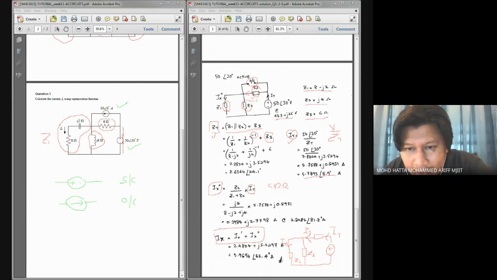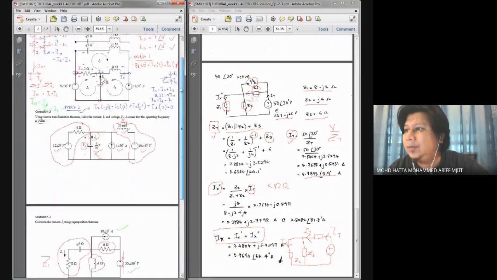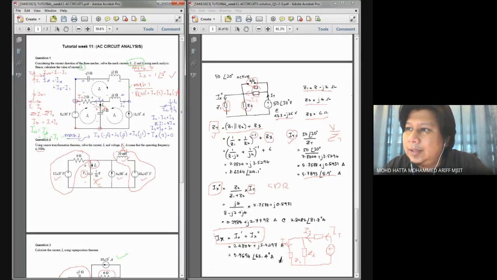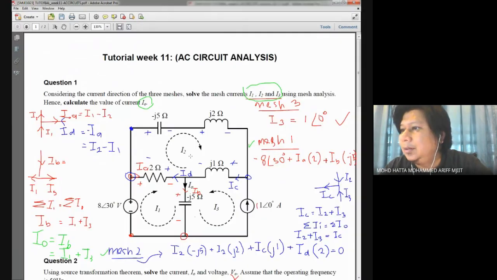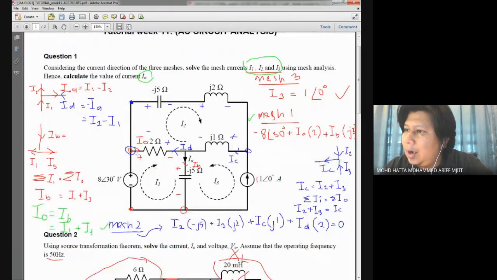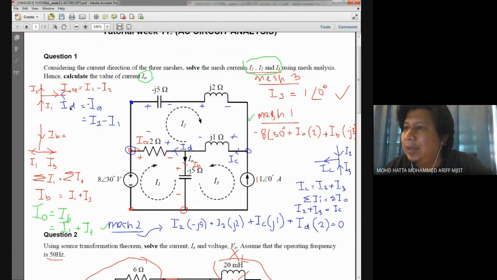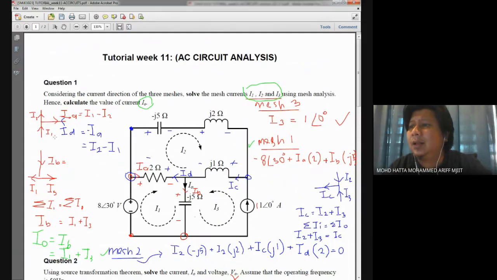Doctor, I don't understand why ID equals negative IA. Okay, we recall the question asking why ID equals negative IA. If you look at the direction of the current, maybe I put it bigger over here, IA is in that direction, and ID we define to be in the opposite direction. That's why we put ID equals negative IA. This is so we don't have to do the calculation again, because we know that IA and ID are in opposite directions.